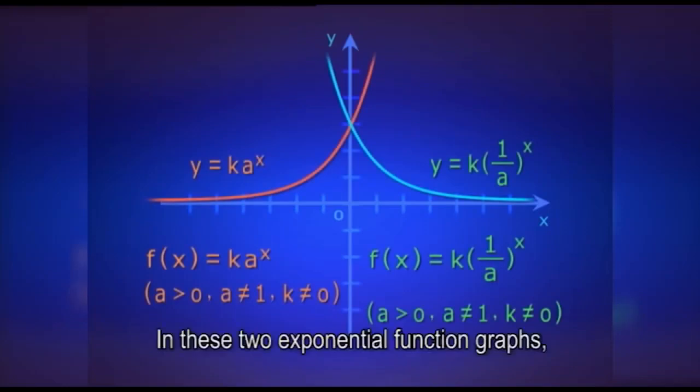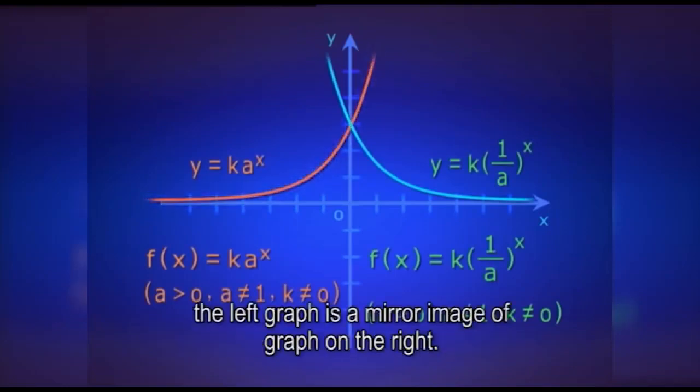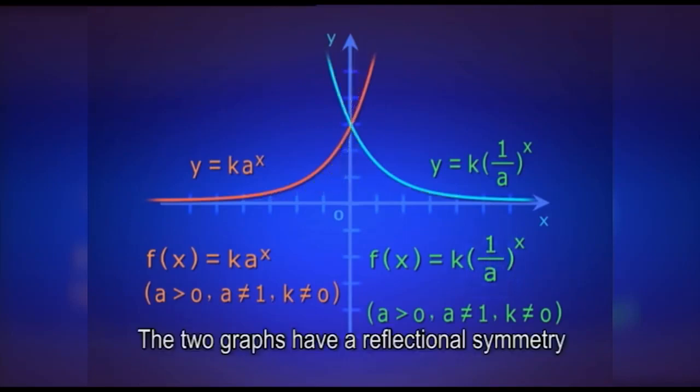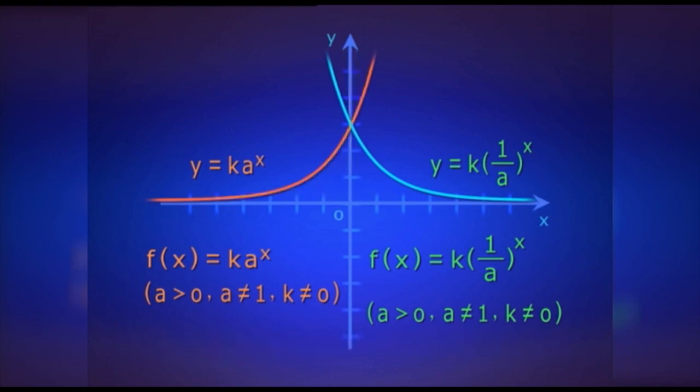In these two exponential function graphs, the left graph is a mirror image of the graph on the right. The values of k are the same in the two exponential functions. When the value of a in an exponential function is the reciprocal of the value of a in another exponential function, the two graphs have a reflectional symmetry about the y-axis.